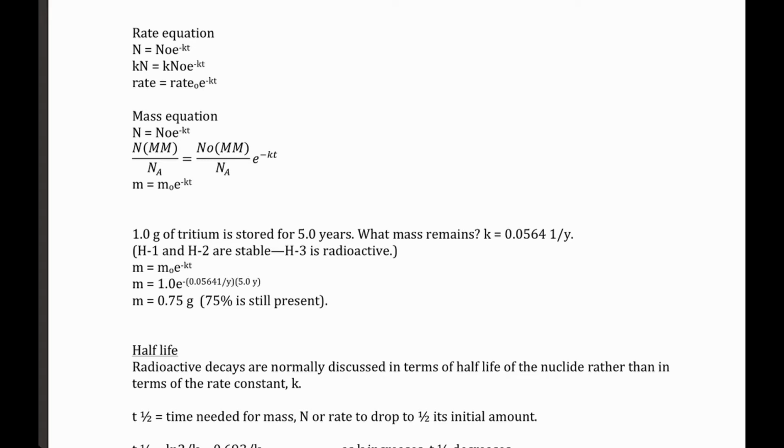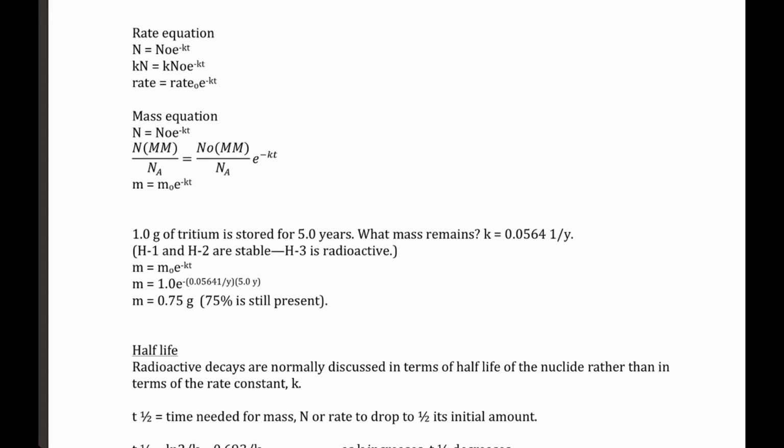If we take that equation and multiply both sides by k, of course mathematically we're allowed to do that, then we have kN equals kN naught e to the minus kt. kN is equal to the rate. kN naught is equal to the original rate. So we have rate as a function of time is equal to the original rate e to the minus kt.